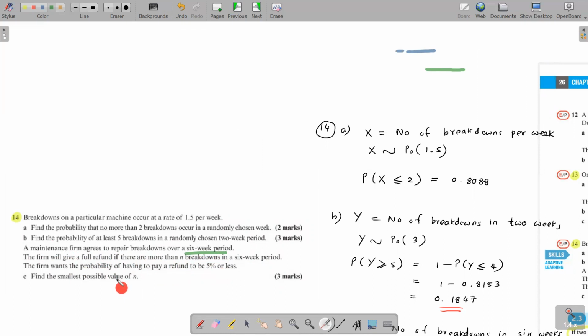So guys, all you have to do is convert this entire statement, break it down into mathematical expressions now. What's the first thing to do? The first thing I do is define the Poisson distribution for the 6-week period.